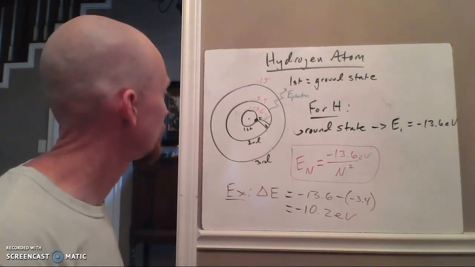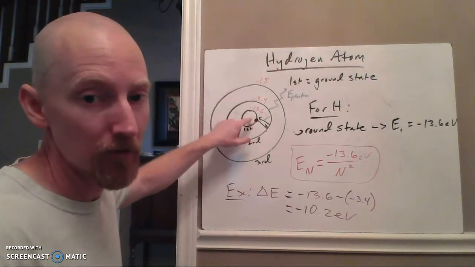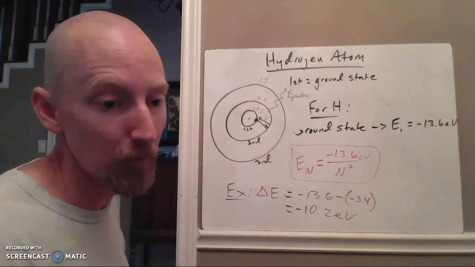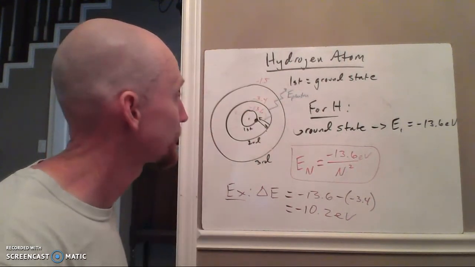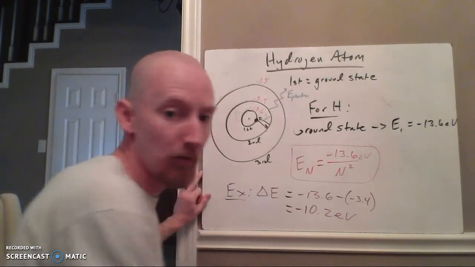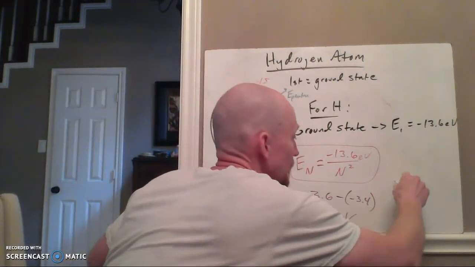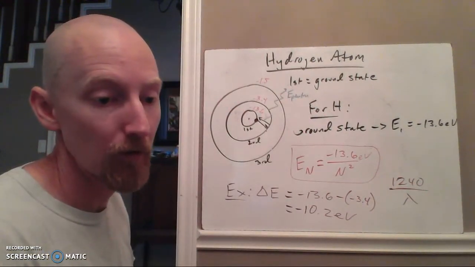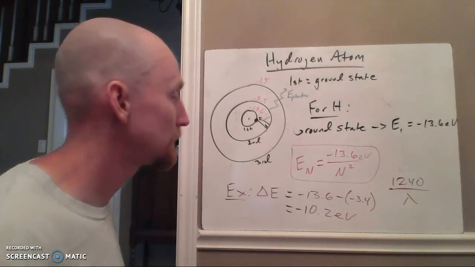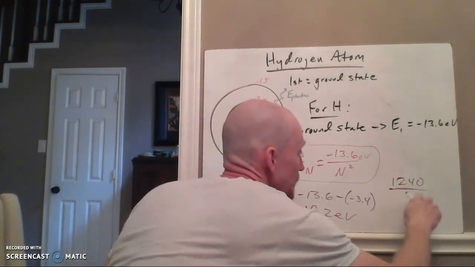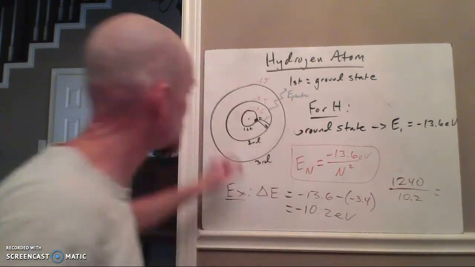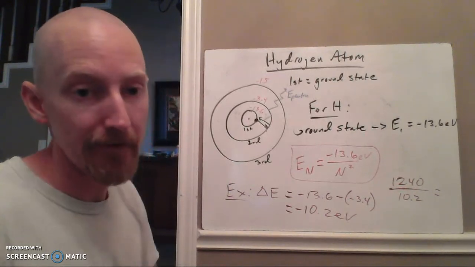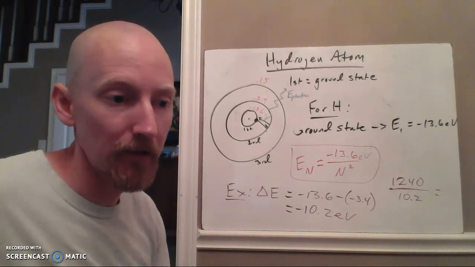So the question is, if we have an electron go from the first to the second, and then it drops back down, it gives off a little photon. What is the wavelength of that photon going to be? Well, we can use that equation from my first video, 1240 over lambda. We can use that to figure out what our wavelength is. So essentially, we just do 1240 divided by 10.2, because that's the change from the first to the second, and that would be your wavelength. And that's an example of how that works.